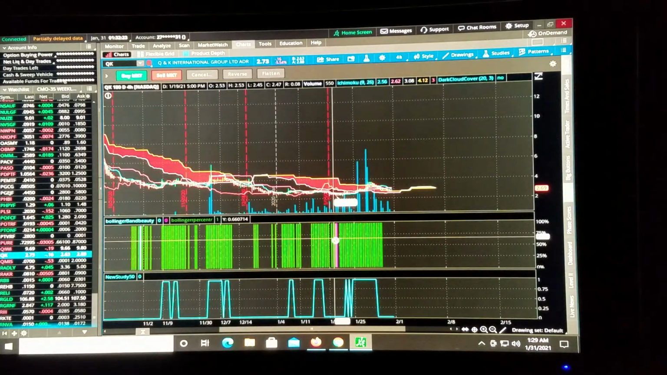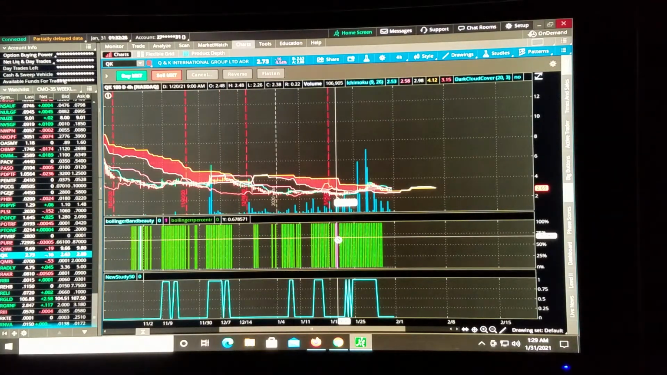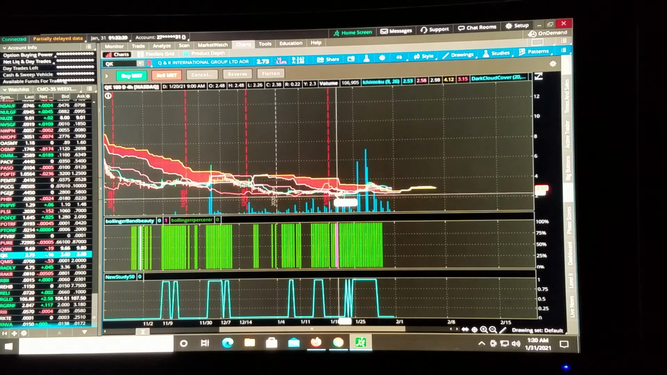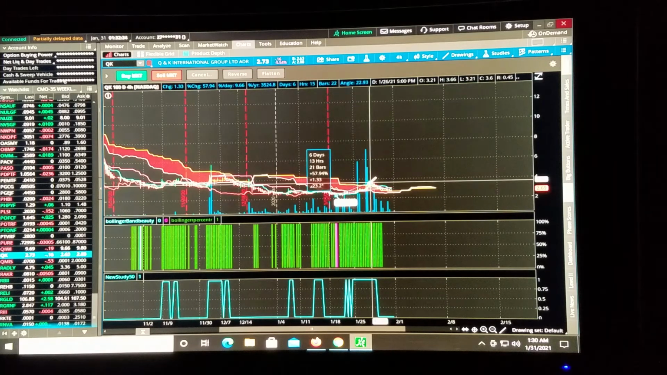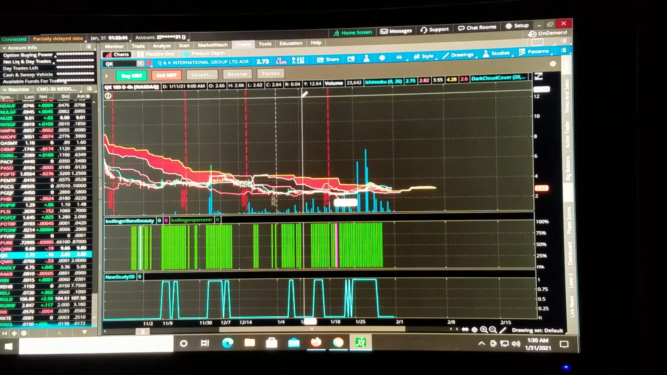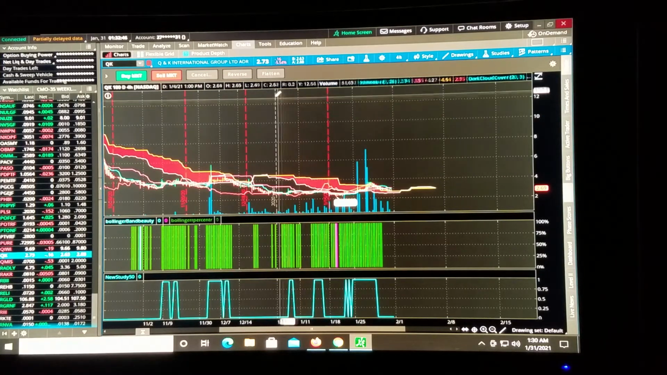Ooh, here's our pink bar. All right, but did we win if we would have bought our pink bar? Yes, we did win. What did we win? We won 57.94% in 22 days. Excellent return. Excellent return on your money.